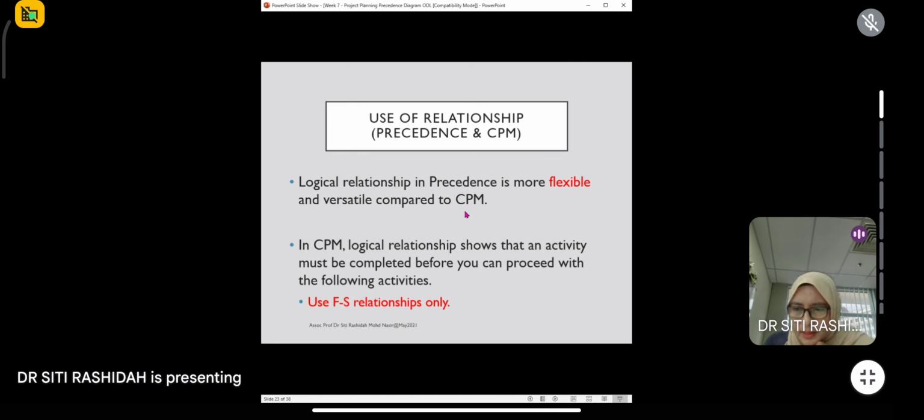Okay, kita introduce dummy. You all kena ingat sebab tu kita ada dua network diagram. Satu precedence, satu CPM. Okay, CPM to make the relationship become logical, we introduce dummy. But for precedence that we learn today, how to make the logical relationship, this is where we introduce the 4 relationship. Finish, start, finish, start, and start, finish relationship. Okay, so why we introduce this? Because we want to make the relationship become more logical.